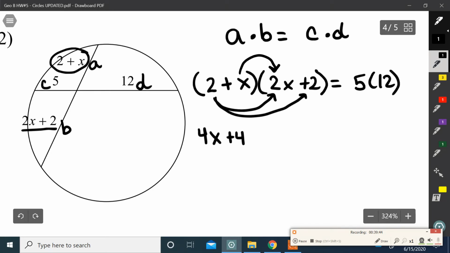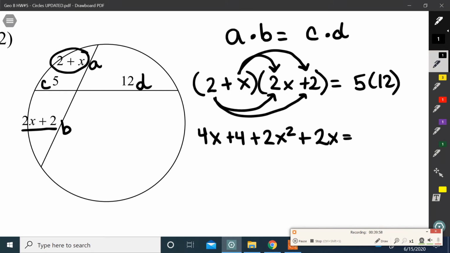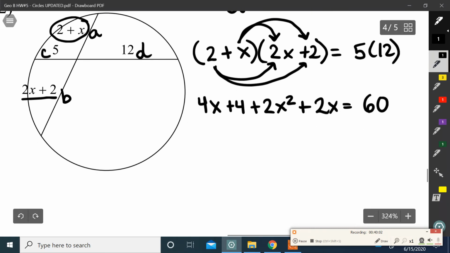And we have x times 2x is going to be 2x squared, and then x times 2 is going to be 2x as well. 5 times 12 will be 60. Okay, let's simplify this. I'm gonna put the 2x squared first. Then we have 4x plus 2x is gonna be 6x.